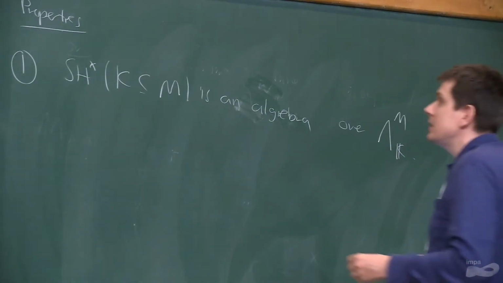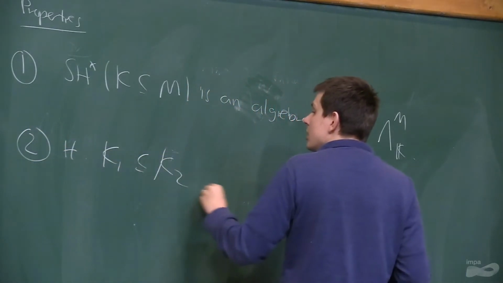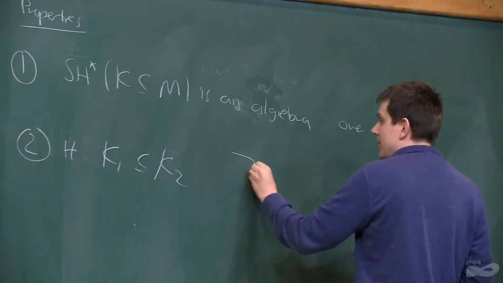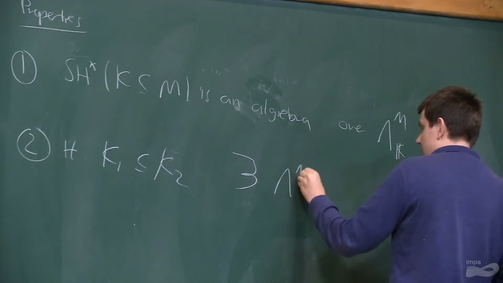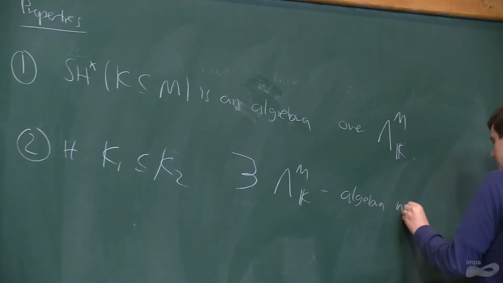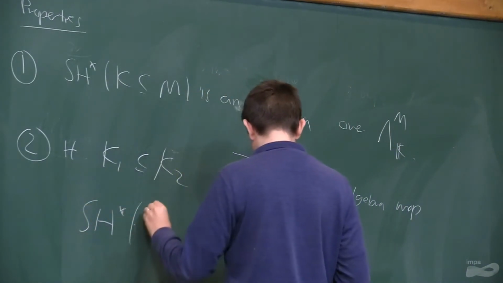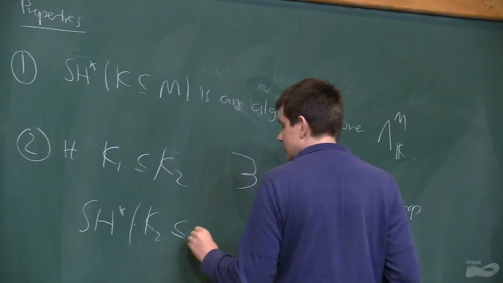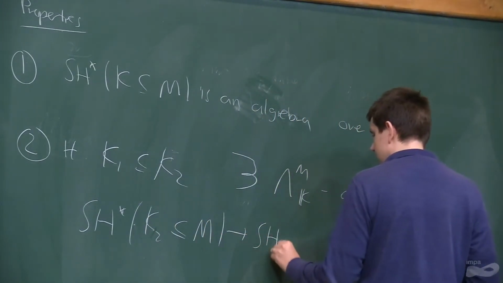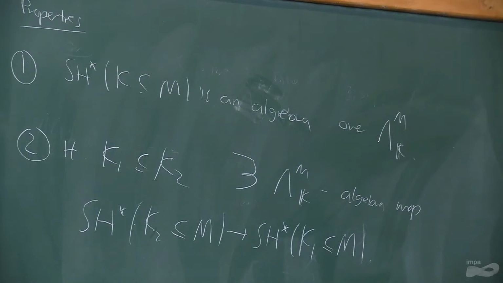And then we have another property. If, say, K1 is contained in K2, then we have what we call a Viterbo transfer map. So there exists a lambda-module K-algebra morphism like this, and it's functorial, so if you have three, the composite of 1 is a composition of the 2.